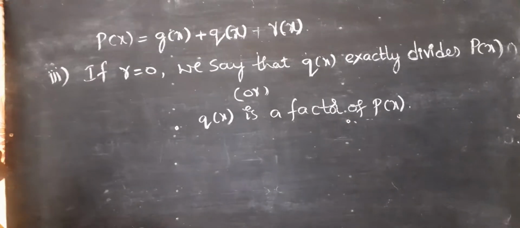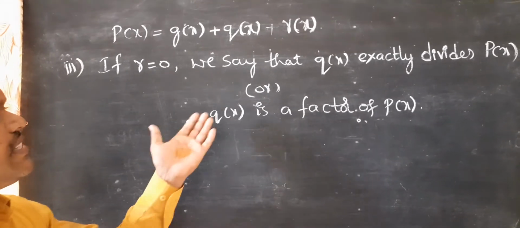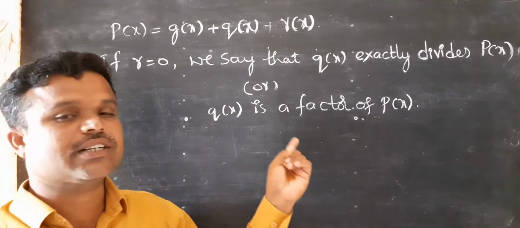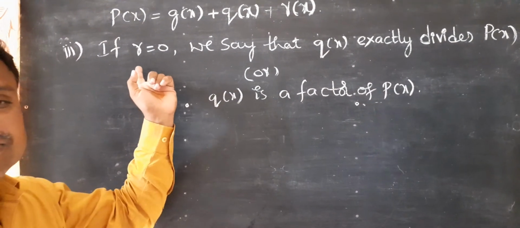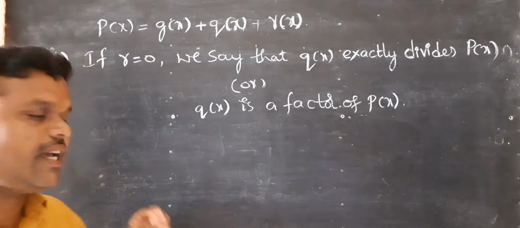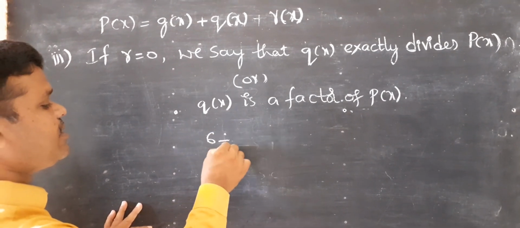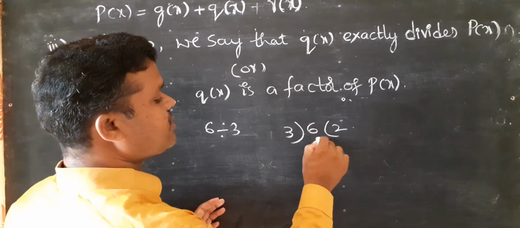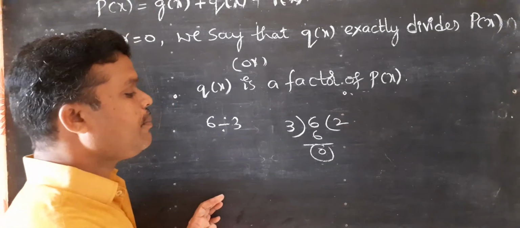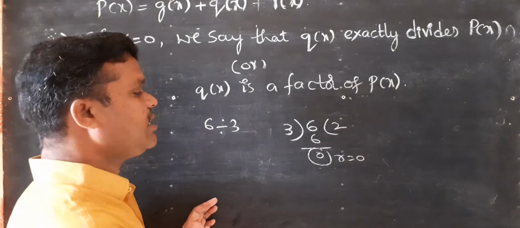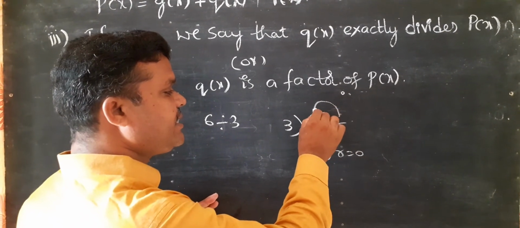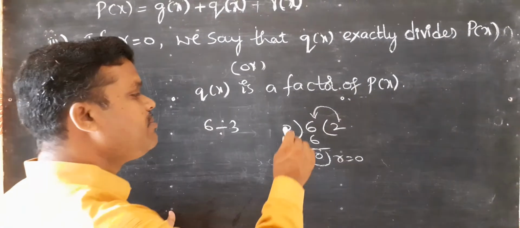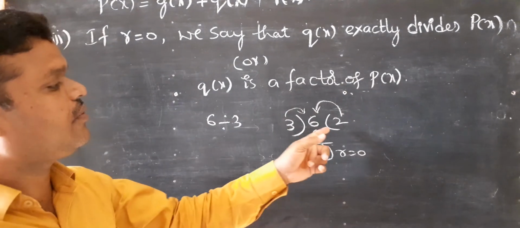Observation 3. If r is equal to 0, we say that q of x exactly divides p of x, or q of x is a factor of p of x. r is equal to 0 means the remainder is 0. Example, 6 divided by 3. 6 is divisible by 3. 3 twos are 6. We got the remainder 0, which means here r is equal to 0. Then we say that the quotient is a divisor of p of x, and at the same time the divisor is also a factor of p of x.